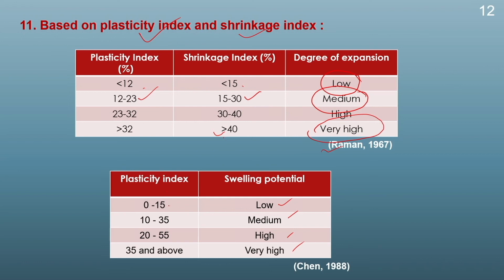If the plasticity index is between 0 to 15%, the swelling potential of the soil will be very low. Again, if it is between 10 to 35%, it will be medium. If it is more than 35, it will be very high. The Raman method takes into consideration the plasticity index and shrinkage index, whereas the Chen method takes only the plasticity index into consideration to define the swelling potential of the soil.